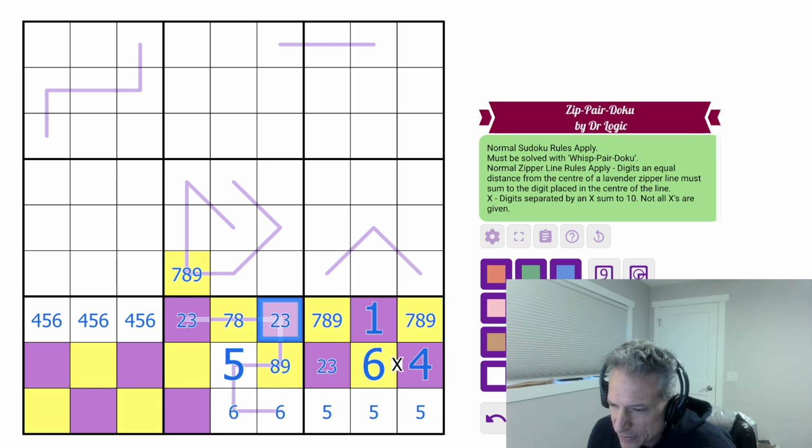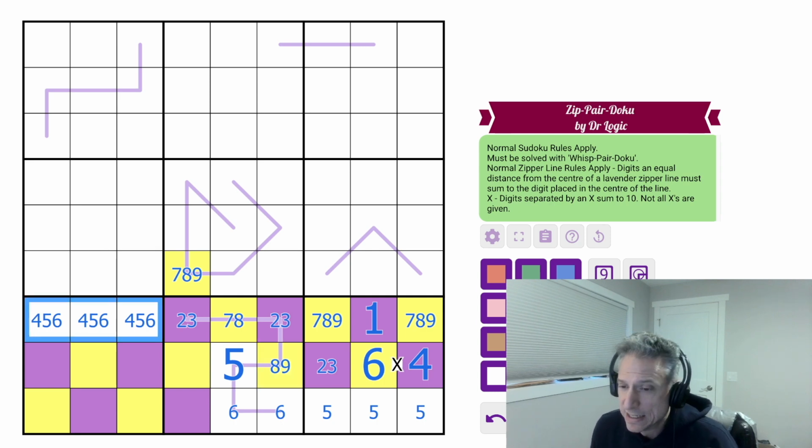Just let me make sure. This must be 8 or 9. It cannot be 7 because that's 7, 8. It can't be 6 because the 6 is in box 7. Just to be sure, the 6 is in the top row, it's in the 4-5-6 triple across the top.